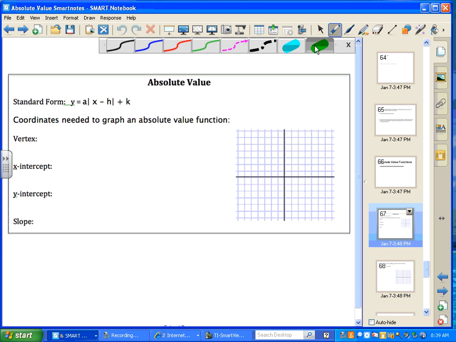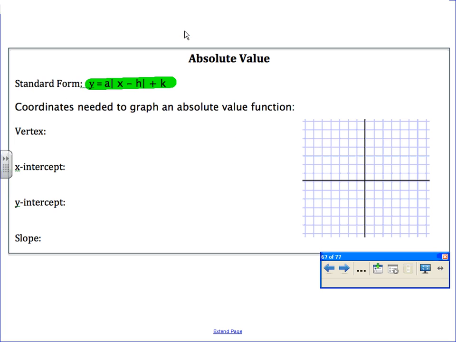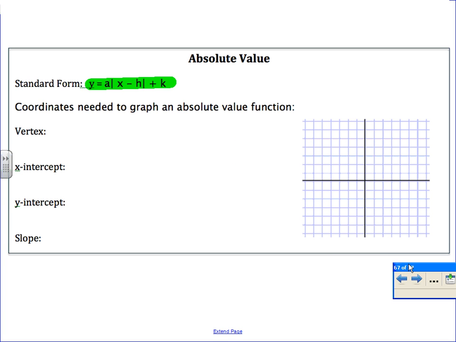The standard form for an absolute value function is y equals a times the absolute value of x minus h, plus k. So what I highlighted in green, I want you to underline or put a box around. That is always the standard form that we need for the absolute value functions.